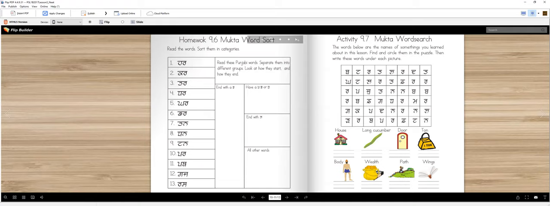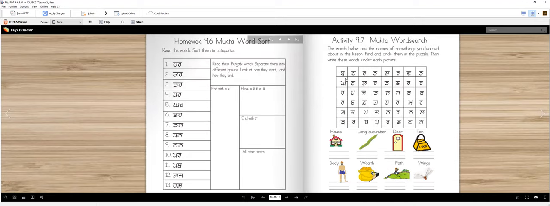Then the next activity you're going to do is you're going to find all of those words that you learned that go with these pictures, and you find them and write them here. For example, this one is house. House is a car. Here is car. Car, right? So let me see if I can annotate for you. Car. So you will find car and you will write here. Car, nicely. Good job. Okay, then this one is tar. And I see tar right here. Tar. And you will write tar over here. Okay? So this is how you're going to do your homework.